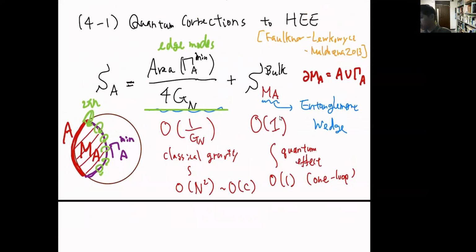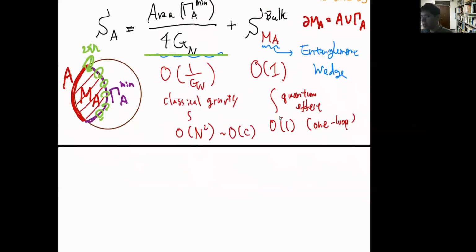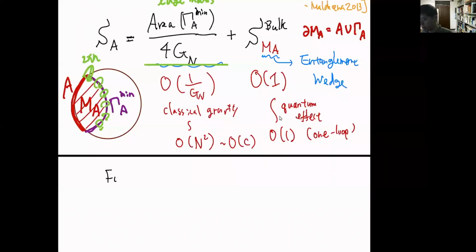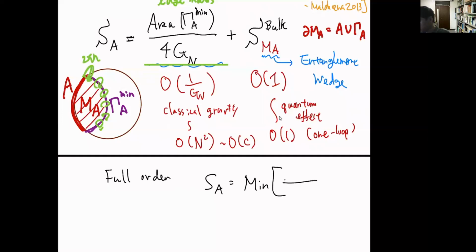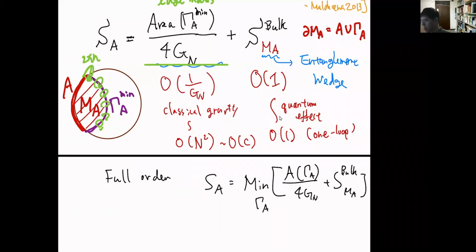So now somehow we encounter the idea of entanglement, and I should mention that in the end, if we talk about full order, we expect the minimum of the area of some surface, including interactions, plus the full bulk entanglement entropy, and we take a minimization over gamma A. This minimized surface is nowadays called the quantum extremal surface.